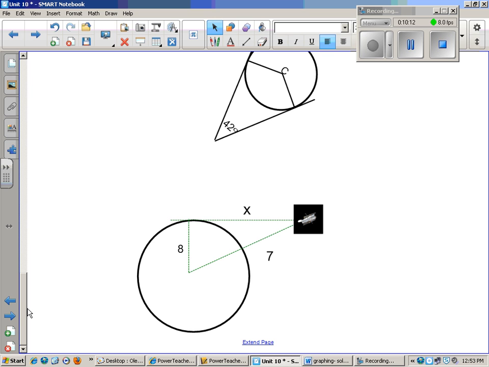Okay, this is way more fun. All right, so this is a satellite. This is the Earth, in case you couldn't tell. I know I keep talking about NASA, but this is actually something that NASA does.